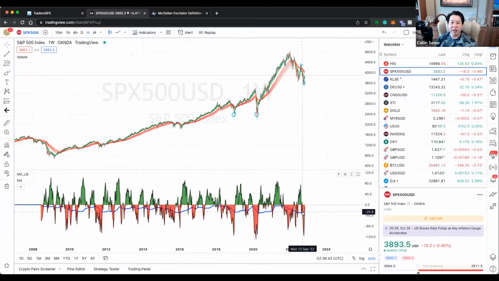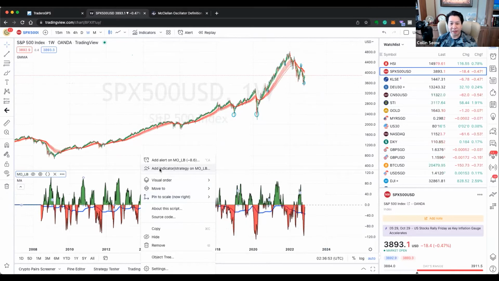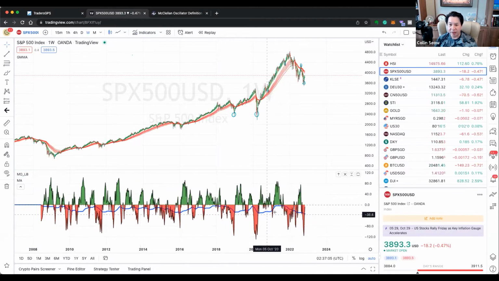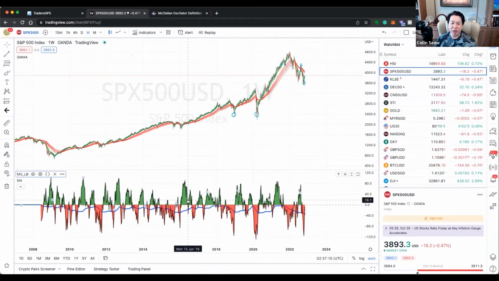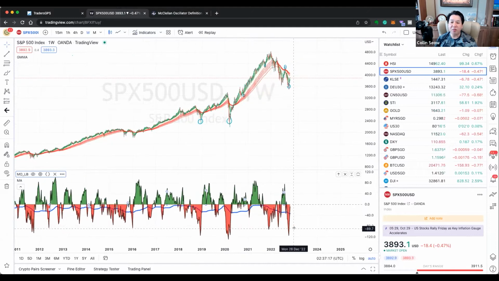But more importantly, I want to put a moving average on this indicator. So I go to here, right click, and then I add an indicator on this indicator. So it's an indicator on an indicator. I add a 50 moving average on the indicator, which is the blue line over here. So this basically is the moving average of this line.